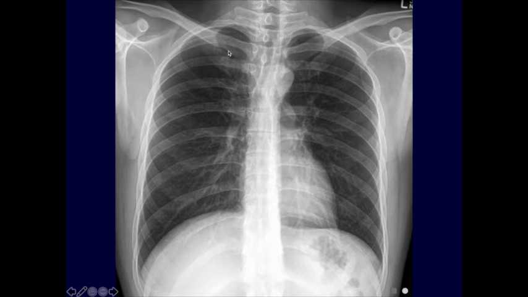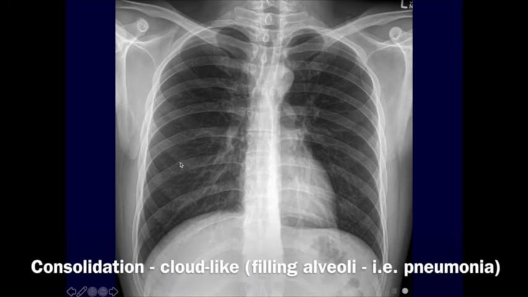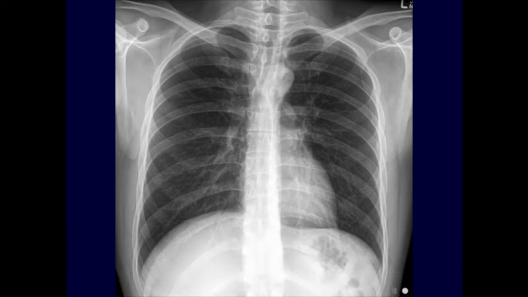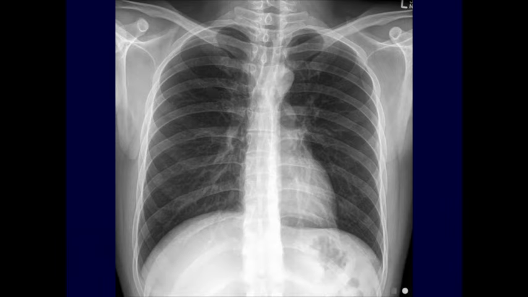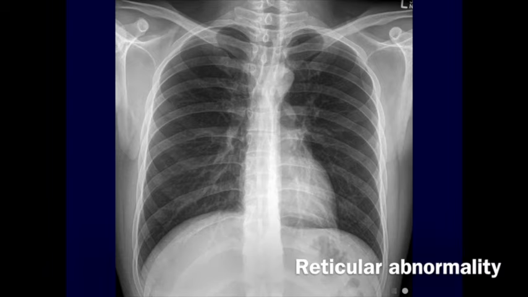When I'm looking for abnormalities in the lung, the main things you're looking for include consolidation, which are going to look like fluffy, brighter opacities. Cloud-like opacities are other words that are used to describe consolidation. You're going to look for masses, which are more rounded abnormalities. And you're also going to look for abnormal reticulation. In other words, too many lines.